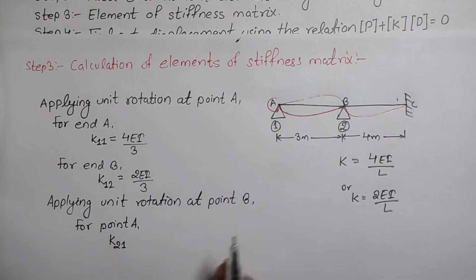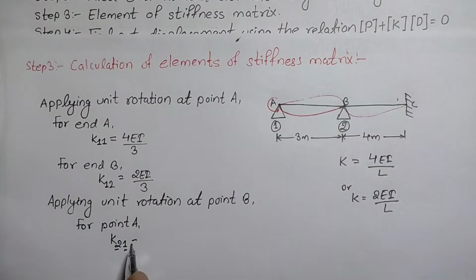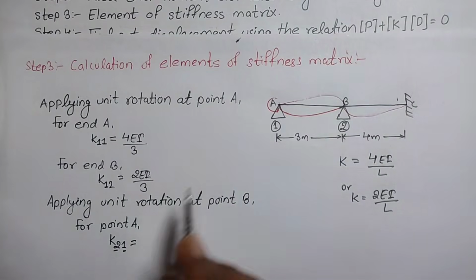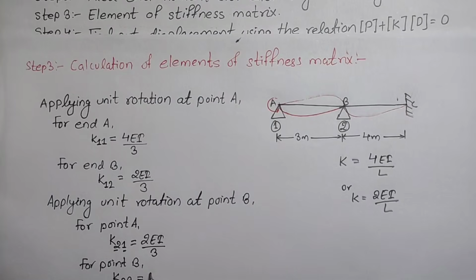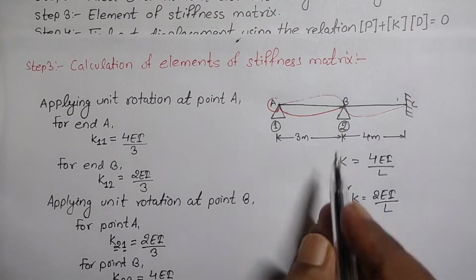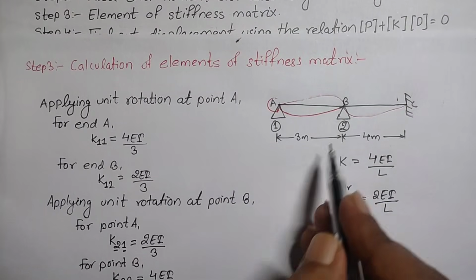Means guys, if I am taking the unit rotation at point B for point A, at point A we will have the least value, so K12 is 2EI upon span, which is 3 meter. Similarly, for point B we have K22 equals to 4EI upon L.